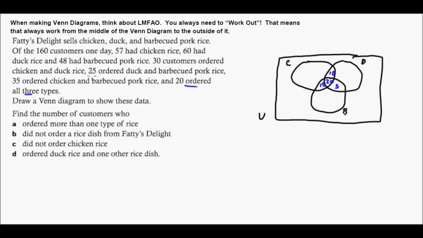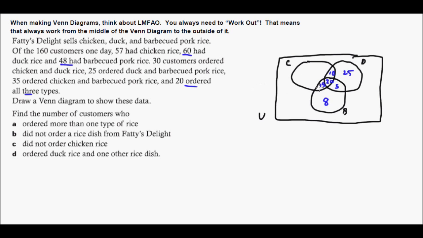Now, wait, hold on, sorry. 48 ordered barbecue pork rice. Okay, well, this is 15, 5, 20, so this one's going to be 8 right here. And if you add all these up, it's going to equal 48. 60 had duck rice, so that's what? 10, 20, 5, so that's going to be 25 to get to 60.